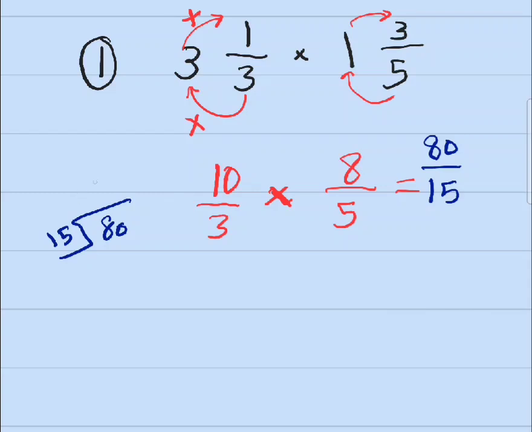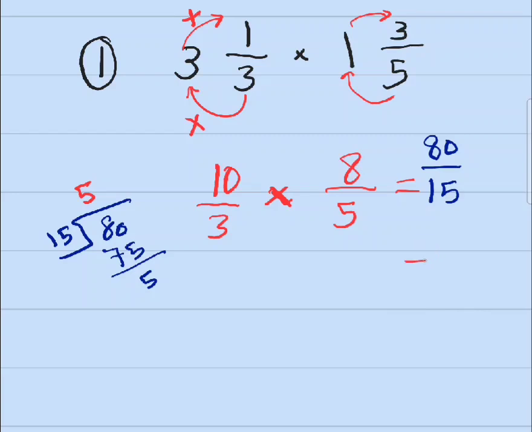So I'm going to come down here to the bottom and do a division problem. Some of these you'll be able to do mental math. Some you might need to write out. So I know that 15 times 5 is 75. That's how many whole 15s I can pull out of 80. So 75 here, and my remainder is going to be 5.